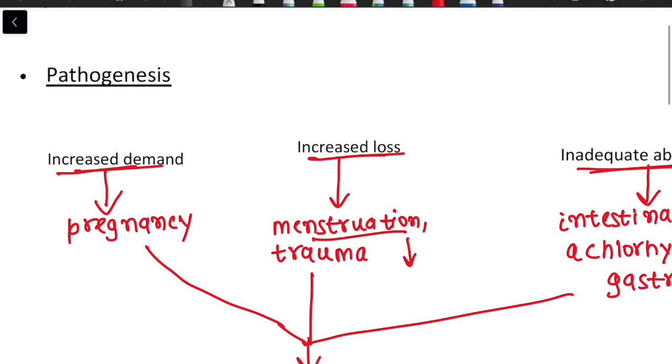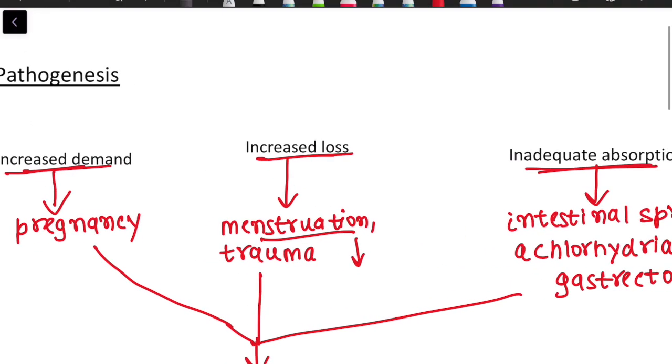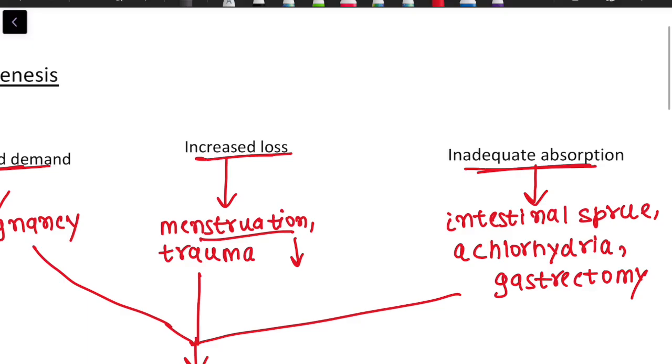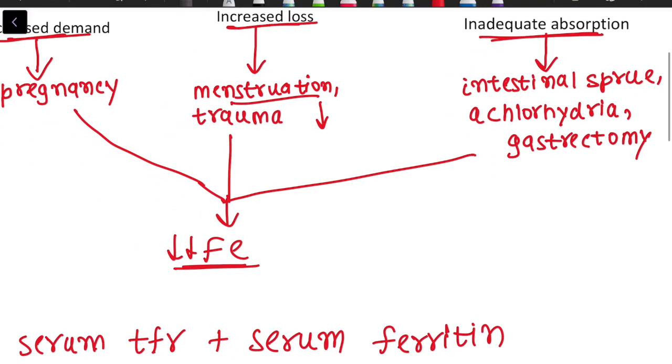Basically, if there is increased demand of iron, or if there is increased loss, or if there is inadequate absorption, these three factors, or it may happen that these factors are simultaneously occurring in a person, then these three in combination cause the deficiency of iron in our body that leads to iron deficiency anemia.